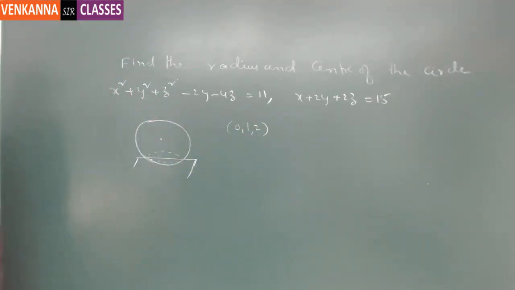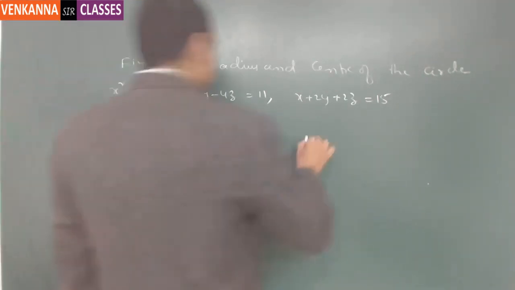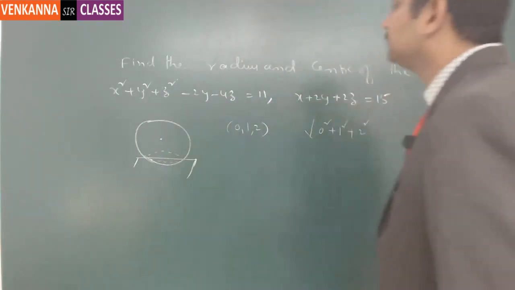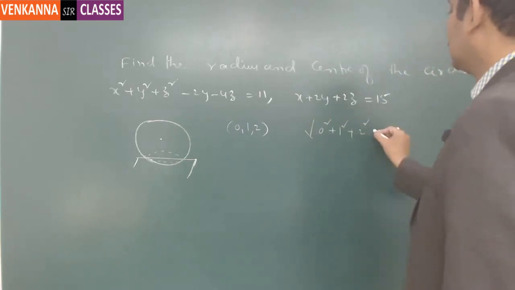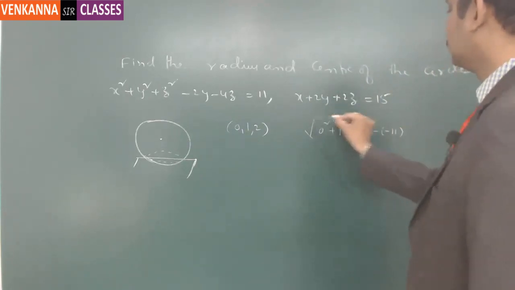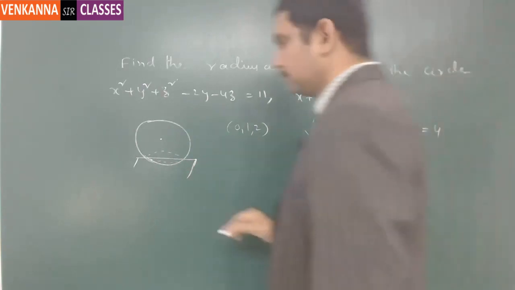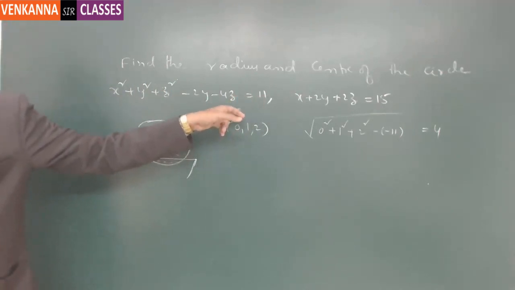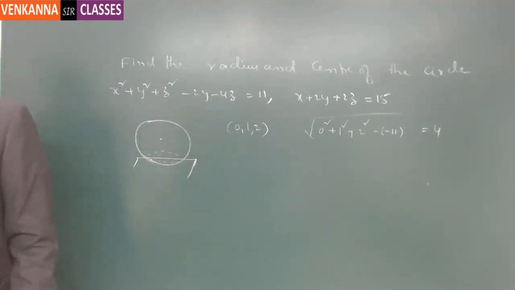Again, you calculate the radius of the sphere, which is nothing but square root of 0 square plus 1 square plus 2 square, and then minus of minus 11, nothing but 4. So here, while writing the sphere equation, you should take all the values to the left hand side. So D is nothing but minus 11 here. So whatever equation is given, we should write it in the proper manner, then only we solve the problem.